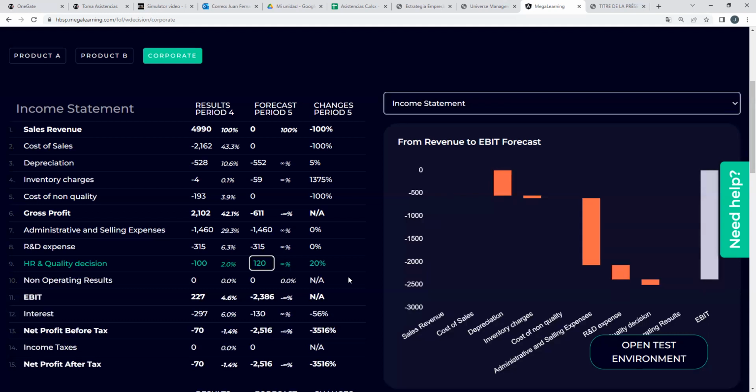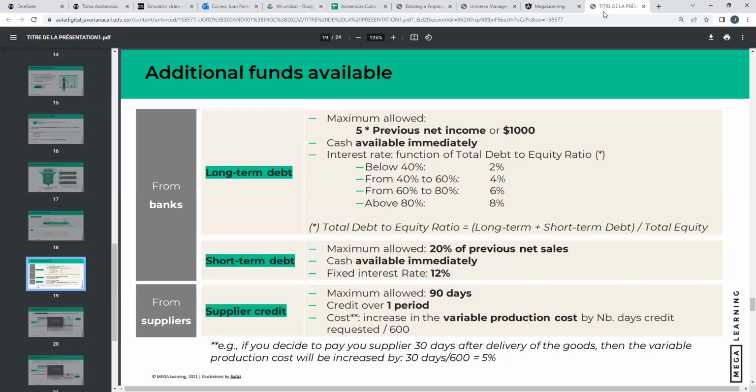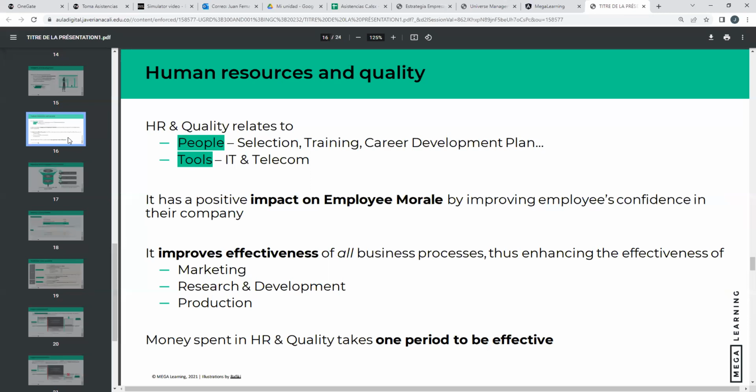Okay. Why is it important to invest in human resources and quality? You guys can go to slide number 16, and you have that. What is to invest in human resources? Invest in selection, training, career development plan, and in some tools like information technology. And this has a positive impact on the employee morale. Remember that you guys are being evaluated with 6 different criteria, and one of them is the human resources criteria.